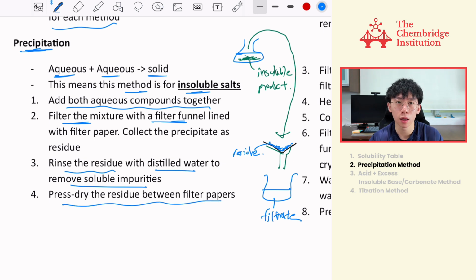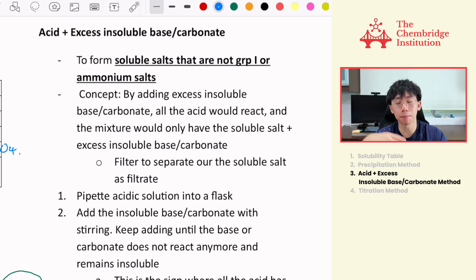Why do we press dry? Because in general, when we're doing any kind of preparation of salts, we want to collect it in a solid form, and we want to collect it in a dry form, so it's just easier to keep as well. Our next method is the acid plus excess insoluble base or carbonate method.